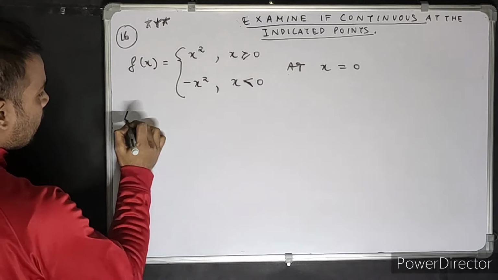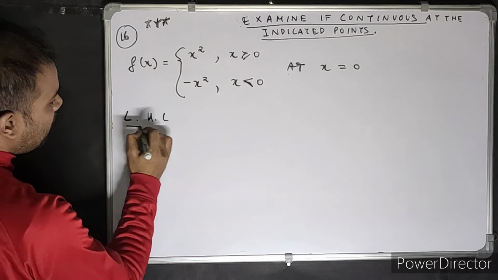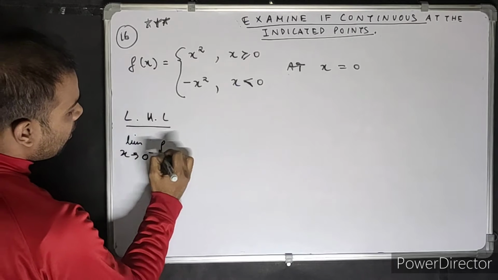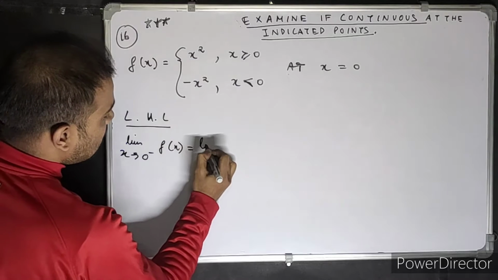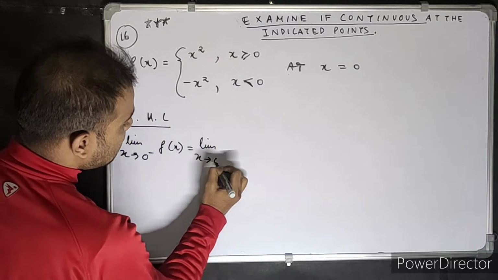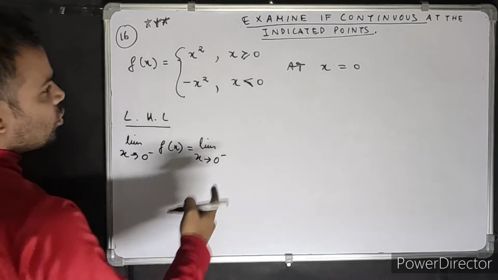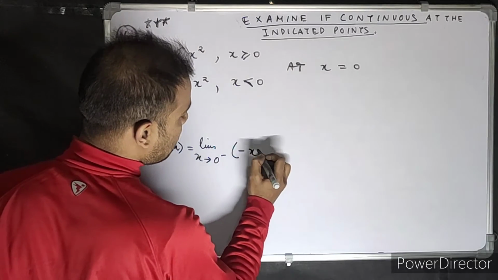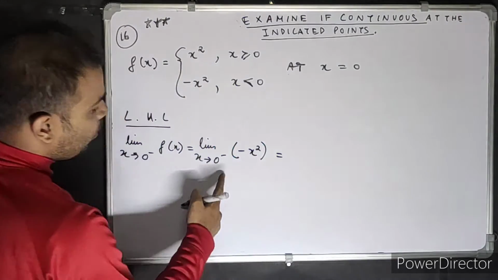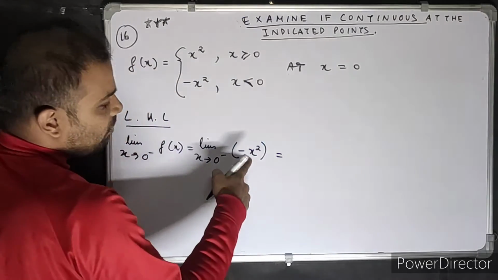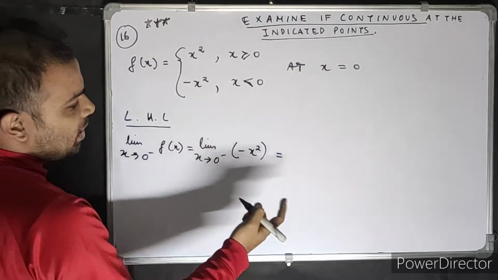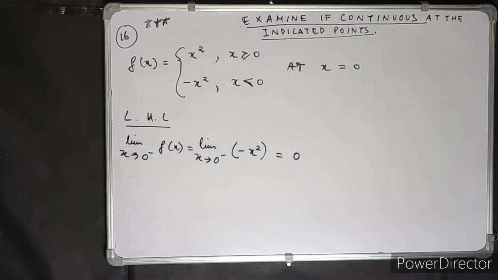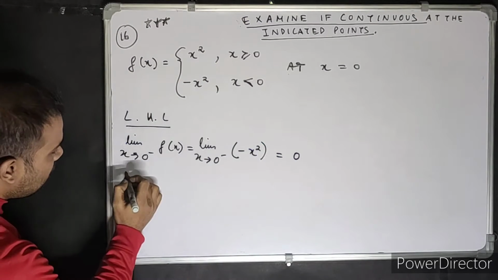So start. LHL, left hand limit, x tends to 0 negative, f of x is equal to limit of x tends to 0 negative. So negative, less than 0, you will use this one. So that is minus x square. So you put a 0. When you put a 0, you will get minus 0. Nobody writes minus 0, okay? It's always a 0 only, even though it's coming up minus 0.